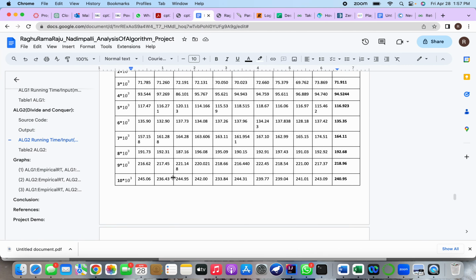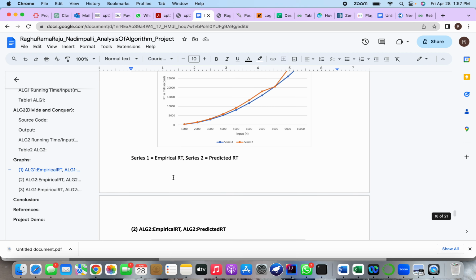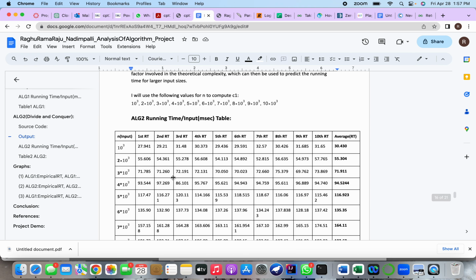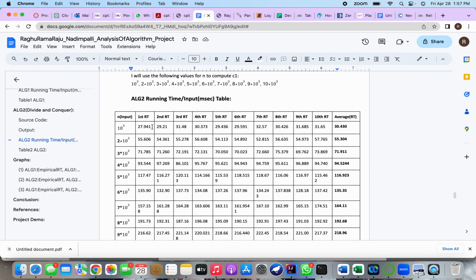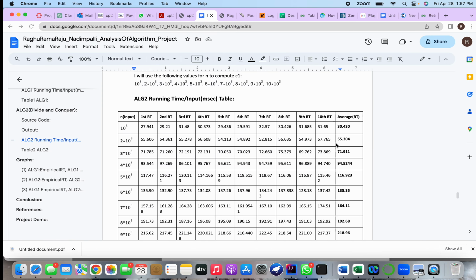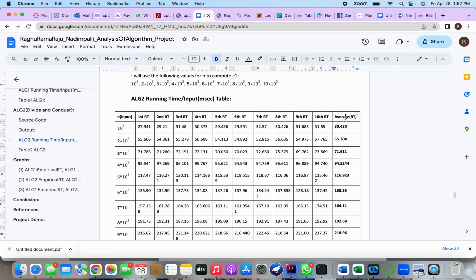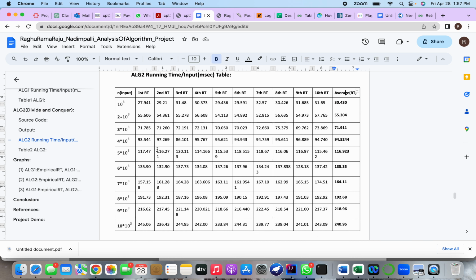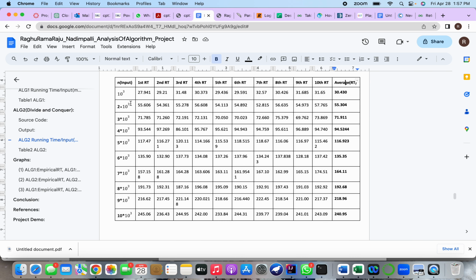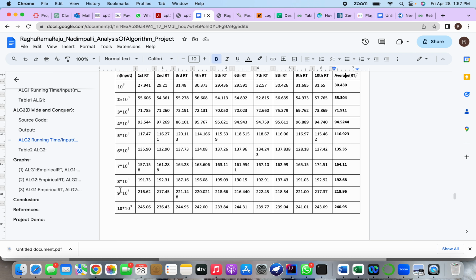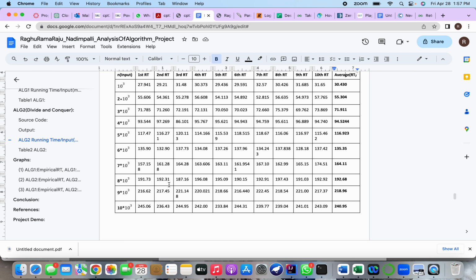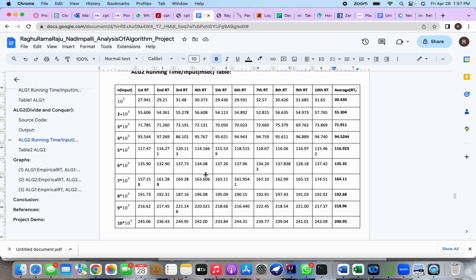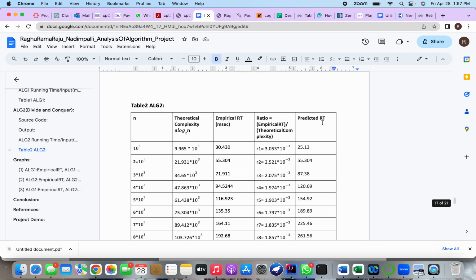So let me show you the table again. This is my running time table. These are my 10 running times for input 10 power 3, and from there I will get the average, which is my empirical RT. Same way, I will raise the input 10 power 3 times more until 10 into 10 power 3, and for every input I will run 10 times and get the average RT.